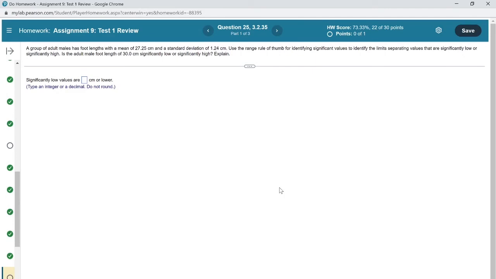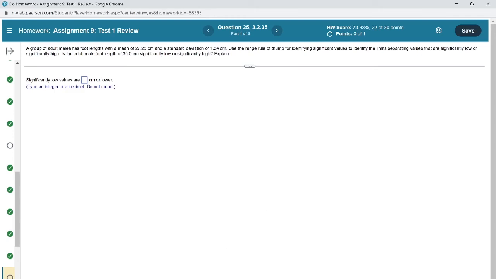Okay, a group of adult males has foot length with a mean of 27.25 centimeters and a standard deviation of 1.24 centimeters. Use the range rule of thumb for identifying significant values to identify the limit separating values that are significantly low or significantly high. Is the adult male foot length 30.0 centimeters significantly low or significantly high?